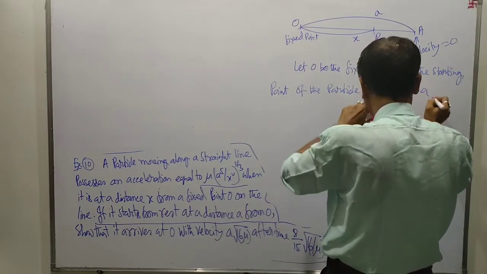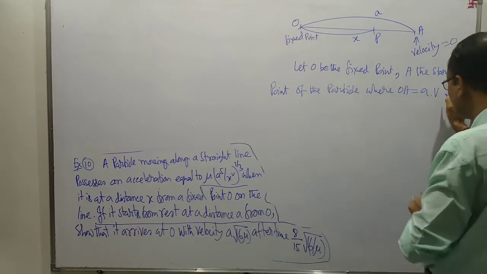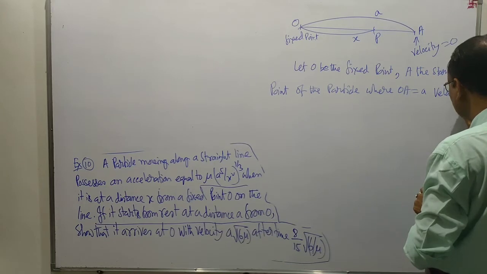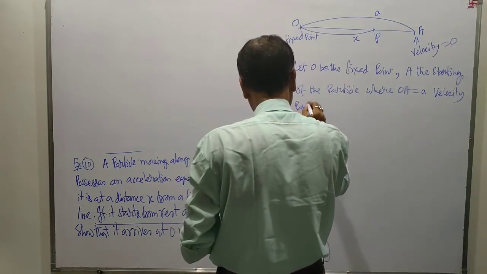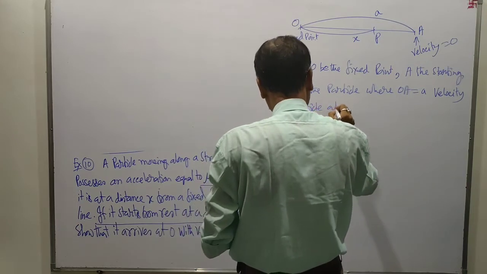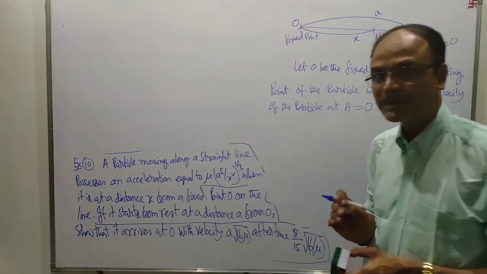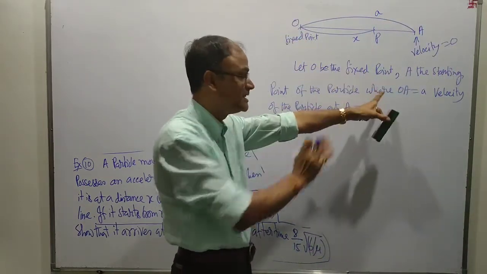Here OA is equal to small a. The velocity of the particle at A is equal to 0. It is given that the velocity of the particle at A is 0.